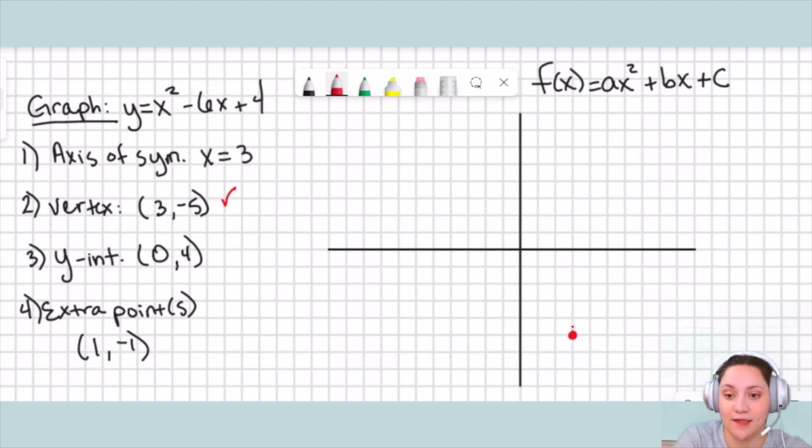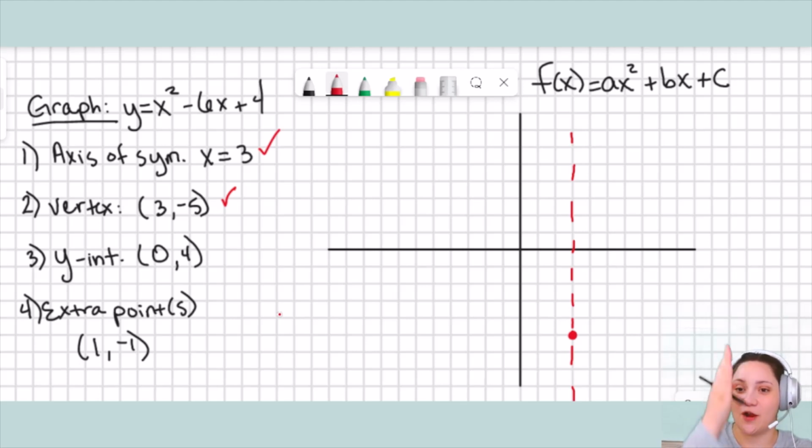So the axis of symmetry is at x is equal to 3. So it's a vertical line along x is equal to 3. And I use a dotted line because, again, it's sort of an imaginary line that we acknowledge is there, but it's not actually part of the graph. The y-intercept is at 0, 4. So that's 0 on the x-axis and then up 4. So 1, 2, 3, 4. And then the last thing we have is this extra point. So we have 1, negative 1. So I've got that point.